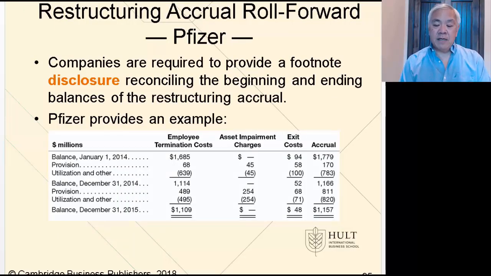An example here of Pfizer is that they had a disclosure about their restructuring charges, and we could see that they had a balance here of termination costs of $1.7 billion. They added more. Provision means you add more. They added more estimates of $68 million, and so they ended up with a large balance, but they used $600 million. This restructuring occurred over a number of years, and so you can see that they're adding to it, but they're also spending money against their liability account.